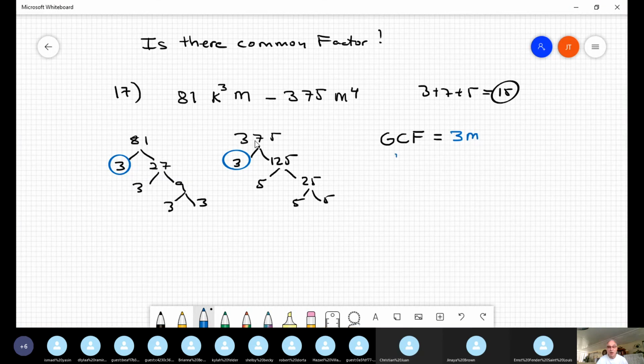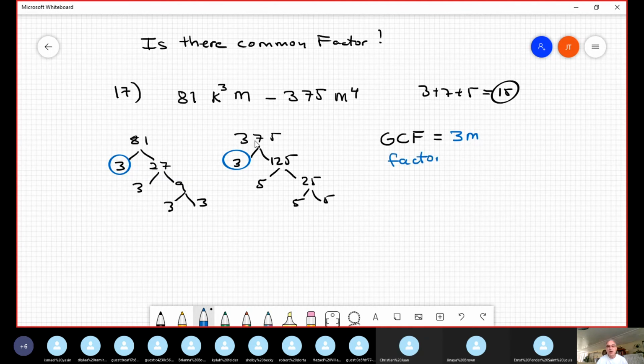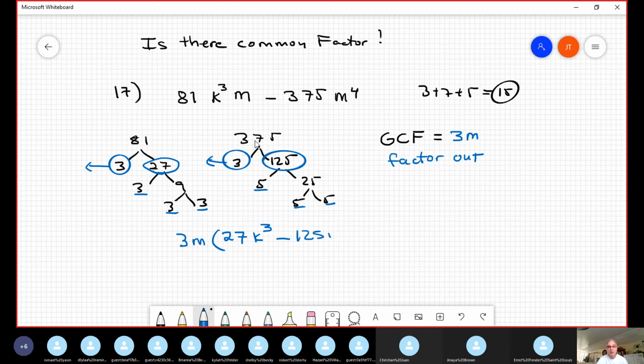Now I factor out my GCF. I put 3m, then open a new parenthesis. Inside, I factor out the 3: they stay 1, 2, and 3. Actually it's 27k cubed, you know? And this m goes outside like a 1. Minus. See, I factor out in the second term: the 3 stays 5 and 5, and I get 125m to the 3rd power.